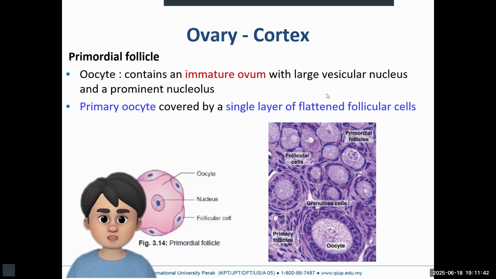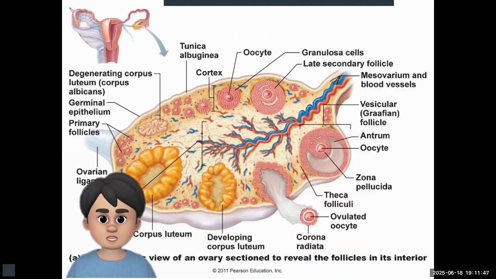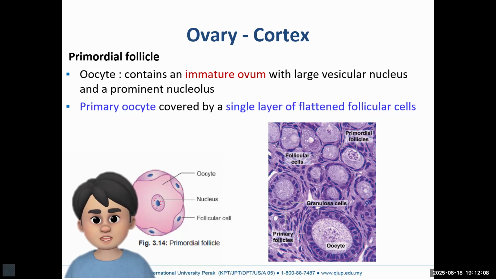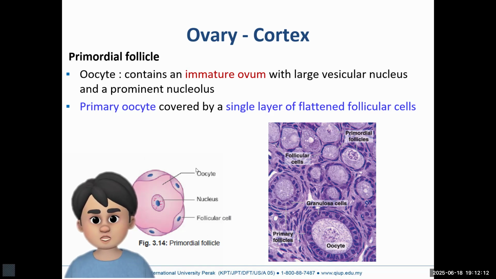So now here, ovary cortex, primordial follicle. I said that here there's a cortex and medulla, two parts, right? Primordial follicle, so you get the oocyte, which contains an immature ovum with a large vesicular nucleus and prominent nucleolus. Primary oocyte covered by a single layer of flattened follicular cells. This is the primordial follicle: follicular cell, nucleus, oocyte.